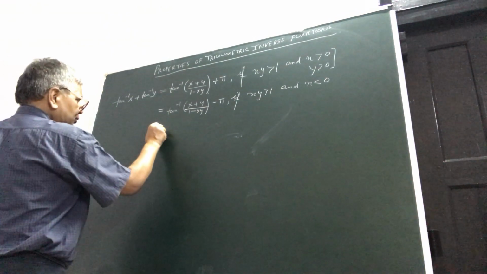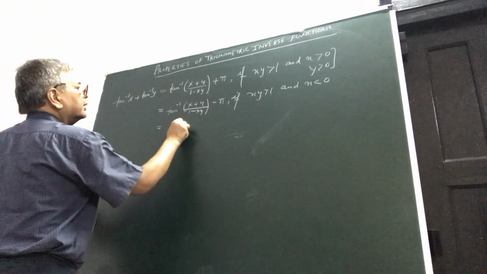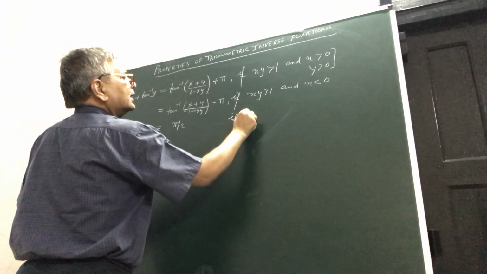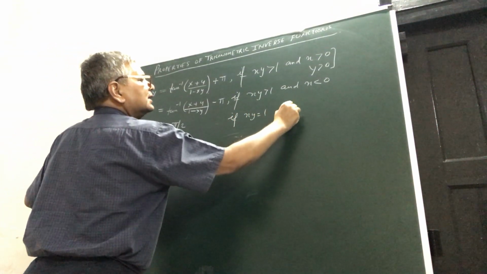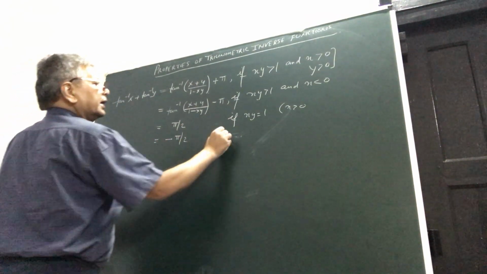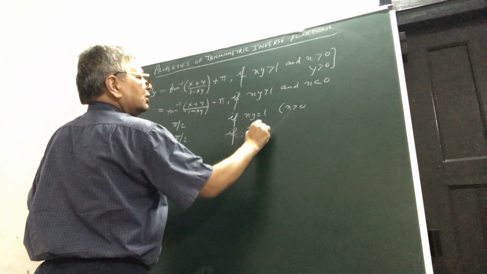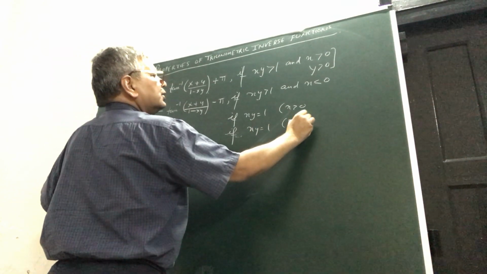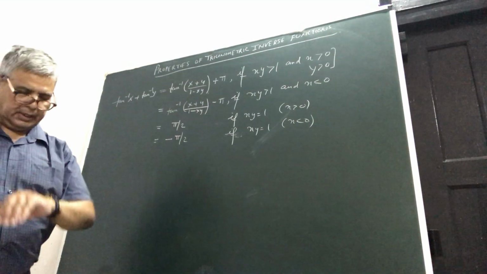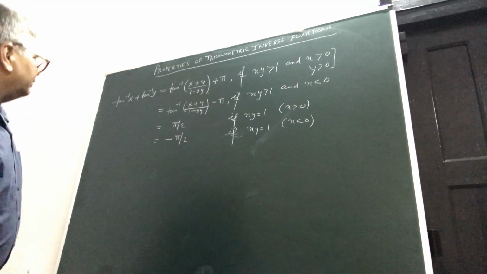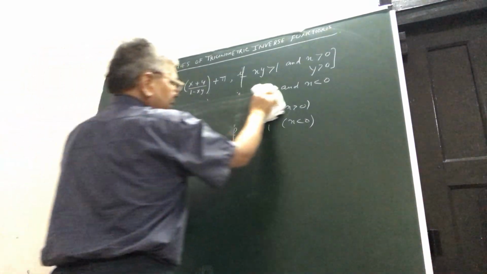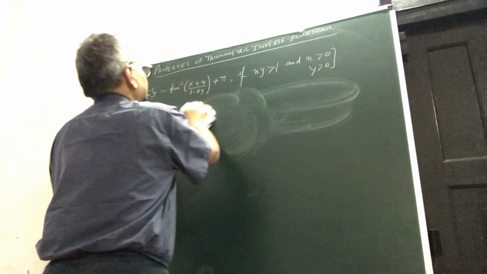And this will be equal to pi by 2 if xy is equal to 1 and x is greater than 0, and this will be equal to minus pi by 2 if xy is equal to 1 and x is less than 0. So these would be the properties which we shall be taking up today. So let's give the proof of the first one, and then we will prove the other parts.